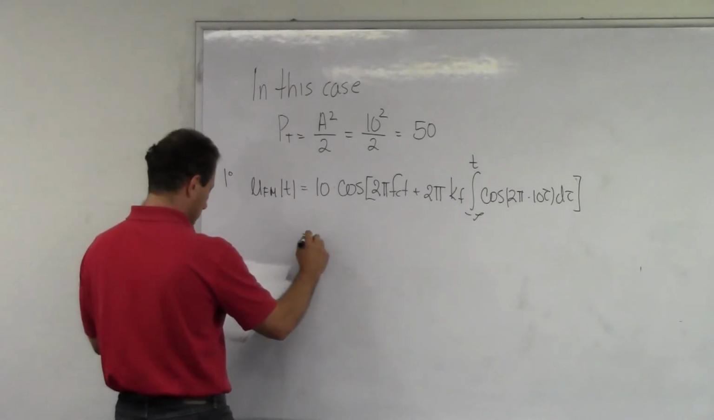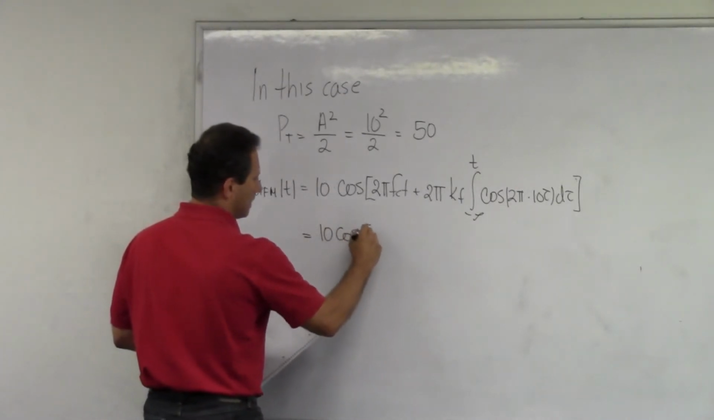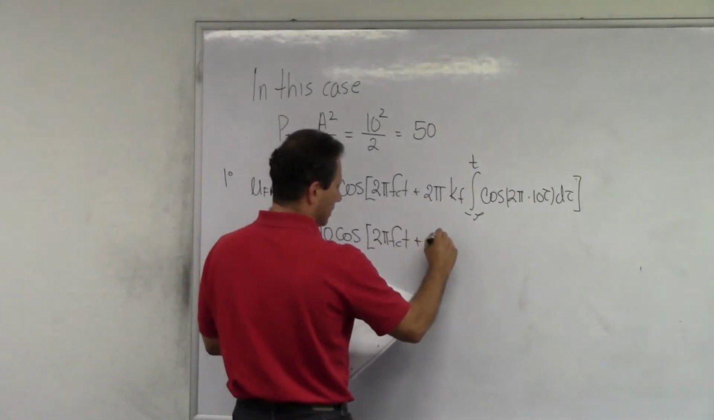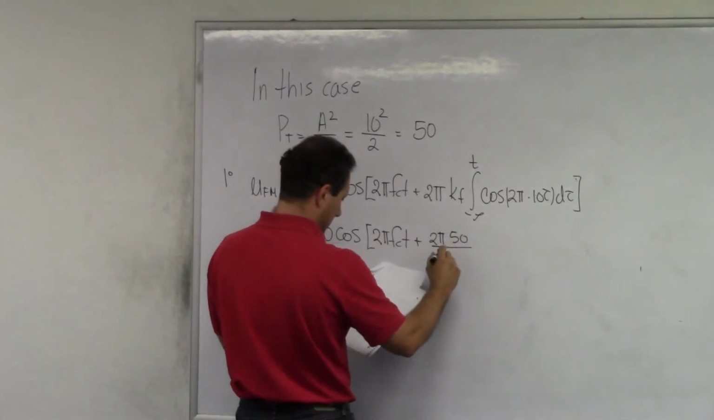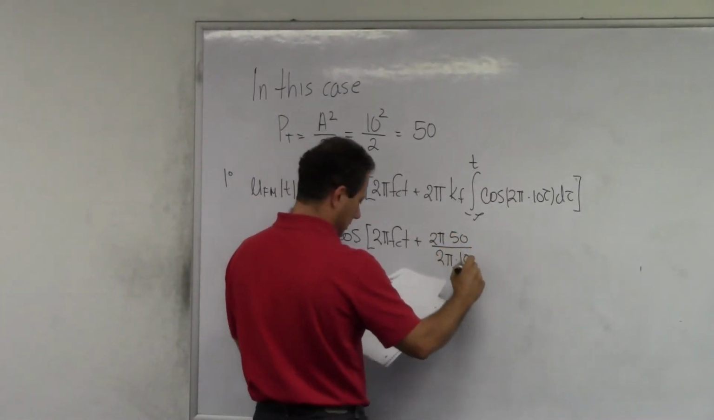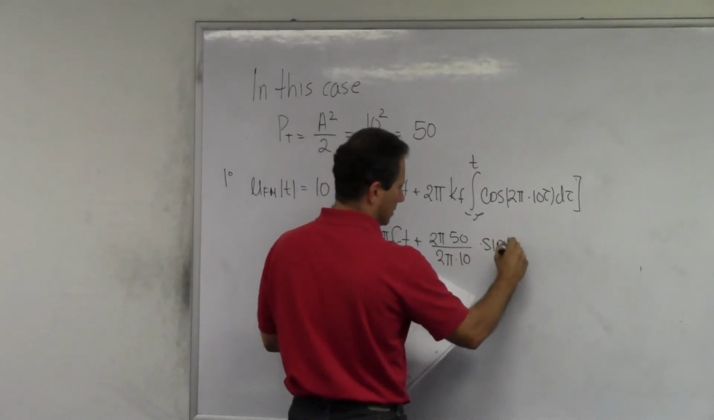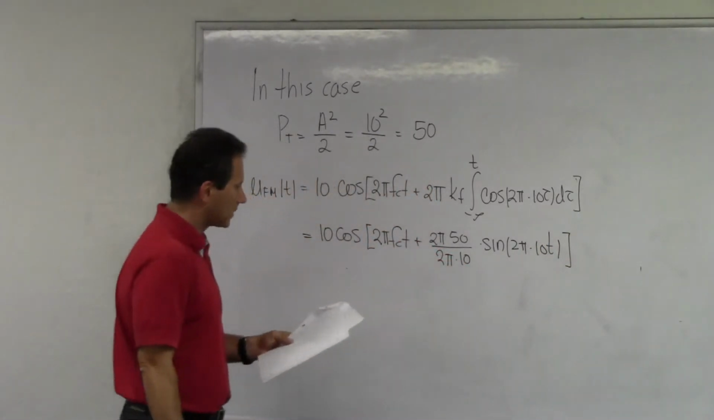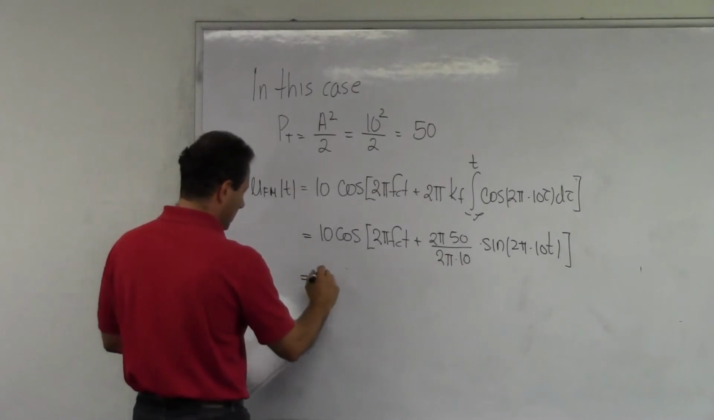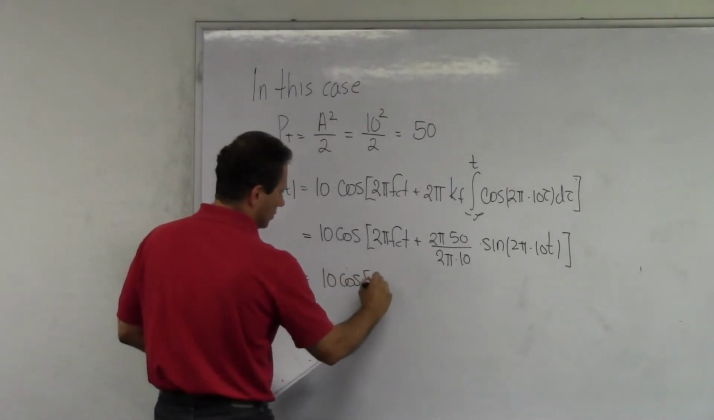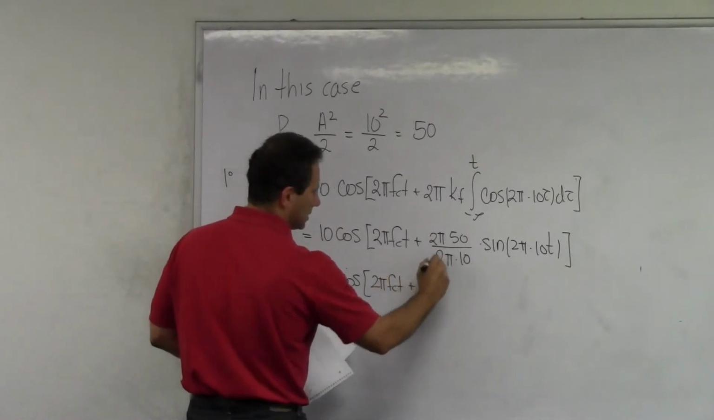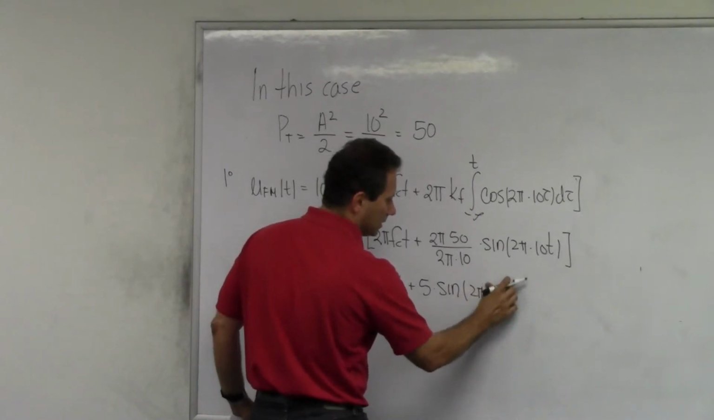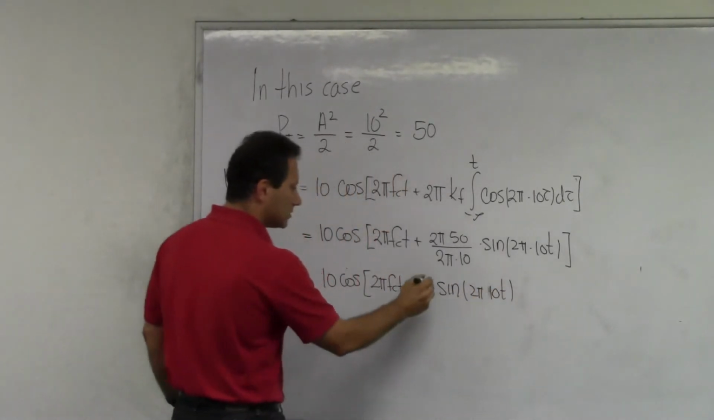And when you perform this integration, this becomes 10 cosine of 2 pi fc t plus 2 pi kf, which is 50, divided by 2 pi times 10, times sine of 2 pi times 10t. Okay? That's my signal here. If I take it one more line, this is 10 cosine of 2 pi fc t plus 5 sine of 2 pi times 10t. And if you look at this one, how do we call this?